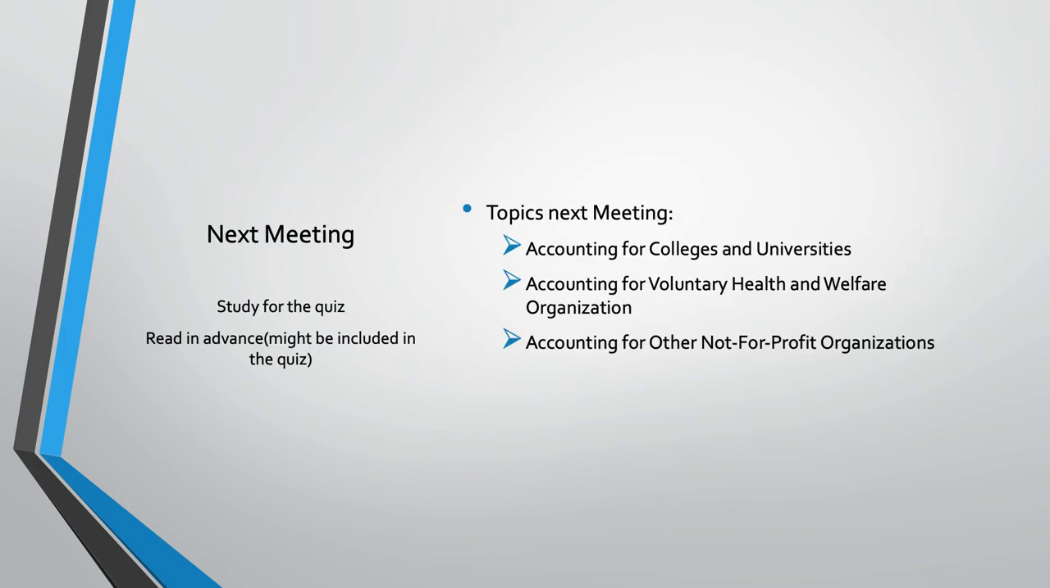Okay, next meeting topics would be accounting for colleges and universities, accounting for voluntary health and welfare organizations, and accounting for not-for-profit organizations, other not-for-profit organizations. So read in advance, might be included in the pop quiz that I will be doing in a start like this one I've just done earlier.